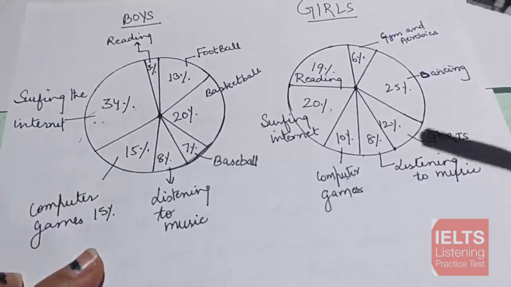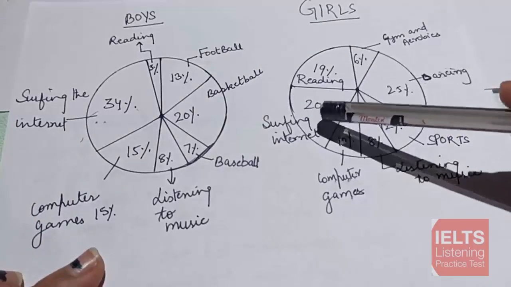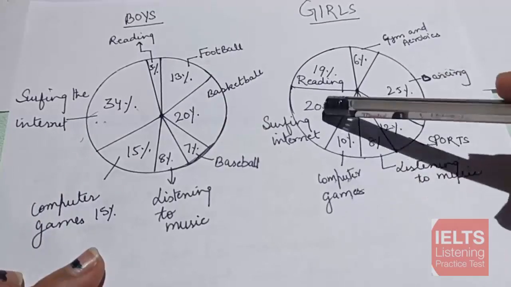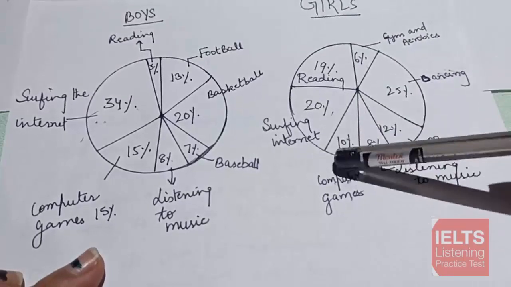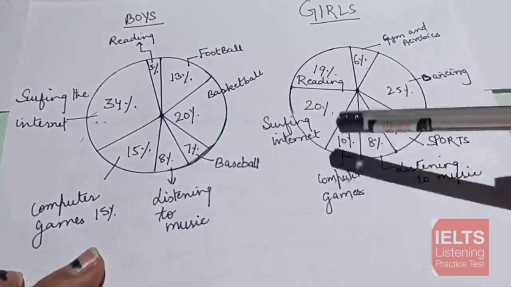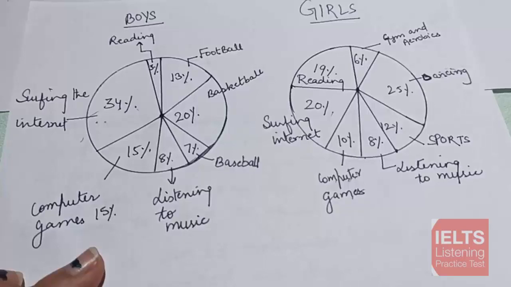Whereas only 30% of the girls, 20 for surfing the internet and 10 for computer games. So 30% spend their time on computers as compared to boys.